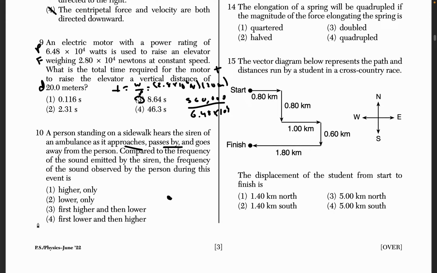Imagine this: anyone has heard an ambulance or a cop car or a fire truck or anything like that. When the vehicle gets closer to us, the siren gets louder, and when it goes away from us, we tend to hear the sound less. That's because when it gets closer, the frequency increases and the wavelength decreases. When it gets away from us, the frequency decreases and the wavelength increases, thus having an inverse relationship. So the frequency increases at first because it's getting closer, and then it decreases because it's passing by and going away. So it's first higher, then lower.